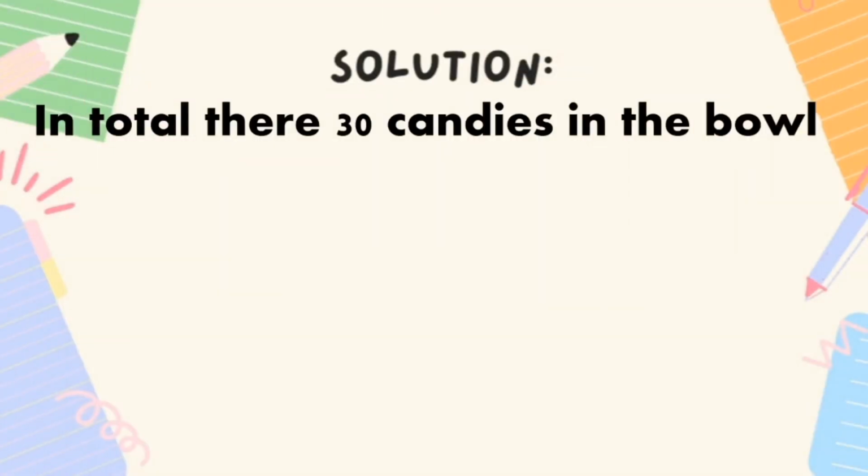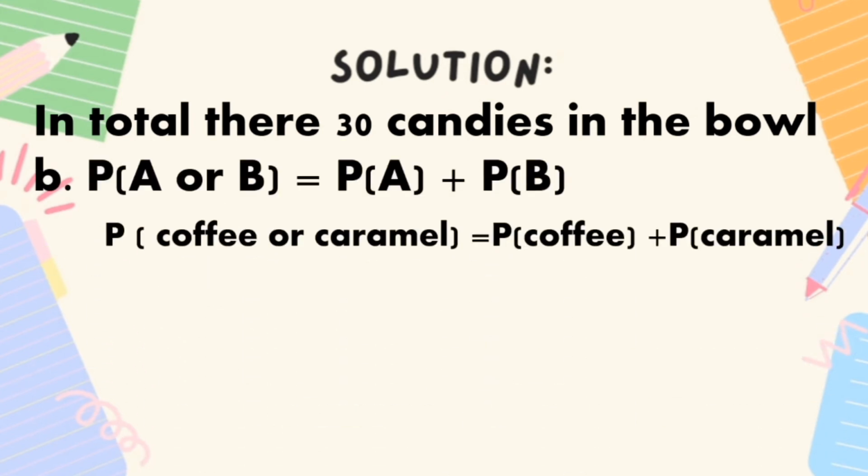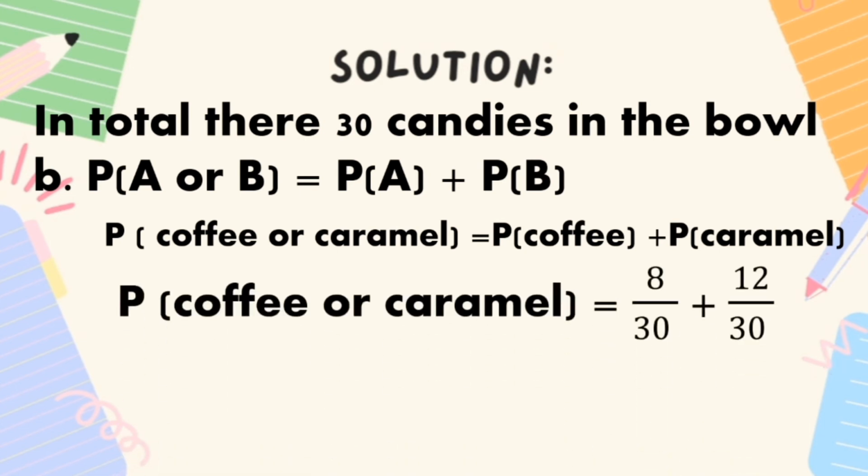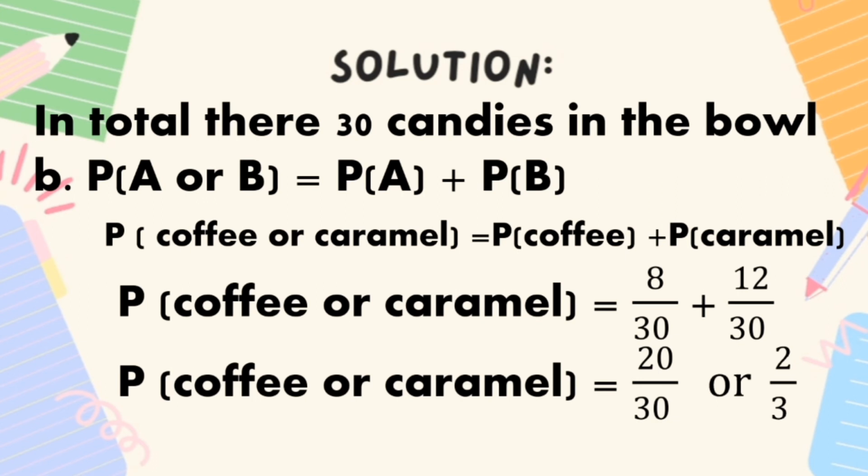In letter B, there are still 30 candies in the bowl. We will find the probability of having a coffee or caramel candy. So that is equal to the probability of having a coffee plus the probability of having a caramel candy. So that is equal to 8 over 30 plus 12 over 30. In total, we have 20 over 30 or simplifying further, we have 2 over 3. So 2/3 is the probability of having a coffee or caramel candy.